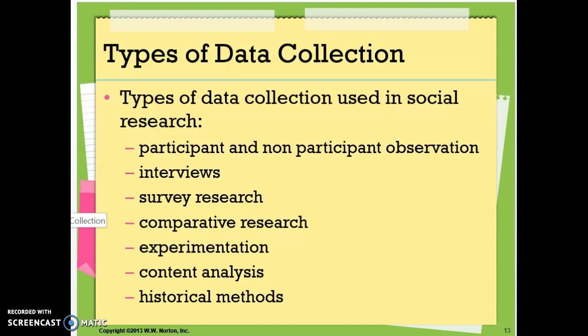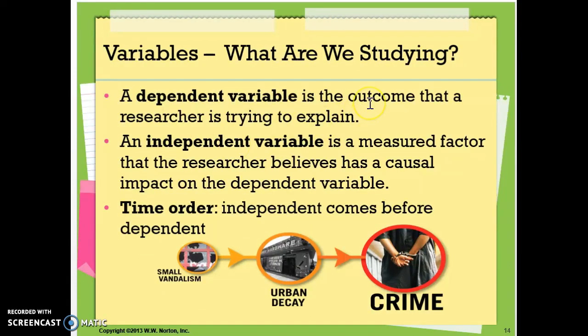So I'm going to move on to my next thing, which is variables. Variables are what we study. A dependent variable is the outcome that a researcher is trying to explain. An independent variable is a measured factor that the researcher believes has a causal impact on the dependent variable. To put this in English, in the picture at the bottom of the screen, what I want to look at is crime. Crime is my dependent variable. It's the outcome that I'm trying to explain. Maybe I'm trying to explain it by this middle variable here, urban decay. So urban decay would be the independent variable.